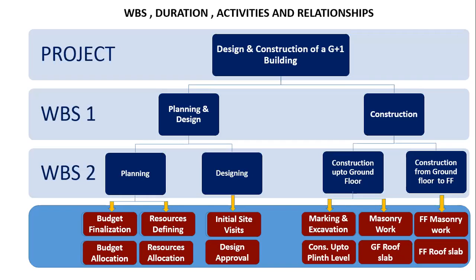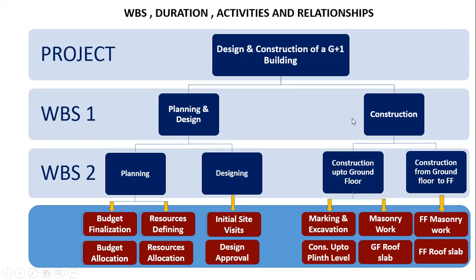See, in the same manner, here we have one simple project, that is design and construction of a G+1 building. What is G+1? Ground plus one. Under this ground plus one project, we have two WBS. For example, I took two WBS levels. We can extend maximum to WBS 7 in this Primavera. Correct?